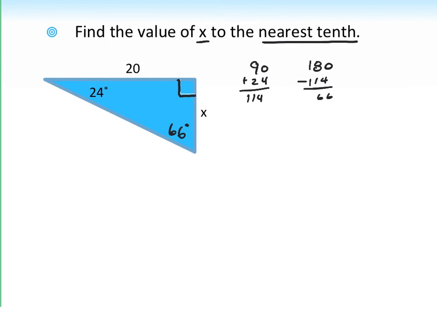Okay, so here's what I'm going to do. I am going to pick a corner, either 24 or 66, just because I want to. I'm going to pick this one right here. And I am going to figure out what the tangent of 24 degrees is. Well, the tangent of 24 degrees is the opposite over the adjacent. So x over 20. So far, so good? I just need to know that everybody understands what I'm doing right now, even if you're not sure where it's going. Okay, tangent, opposite over adjacent.